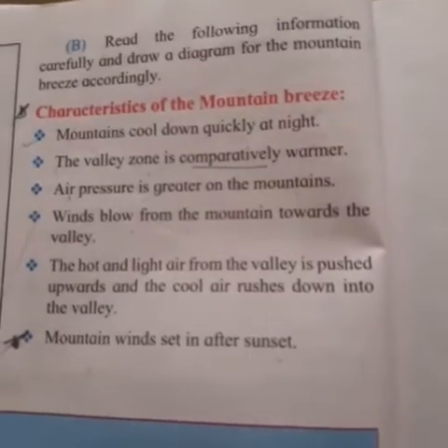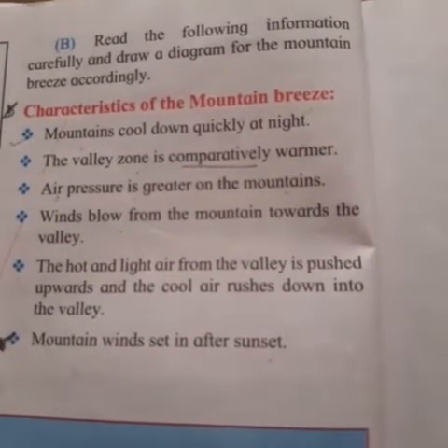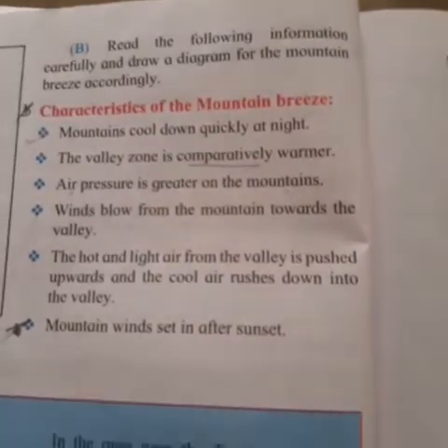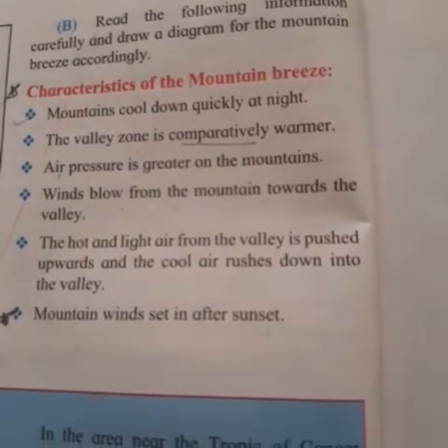Now what are the characteristics? Let's read. Mountain cools down quickly at night. The valley zone is comparatively warmer. Air pressure is greater on the mountain. Wind blows from the mountain towards the valley. Then the hot and light air from the valley is pushed upward and the cool air rushes down into the valley. Mountain winds set in after sunset.